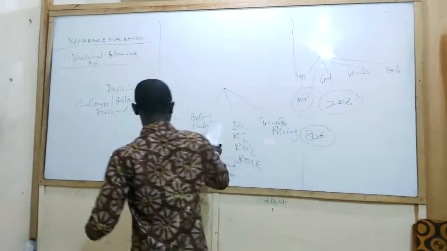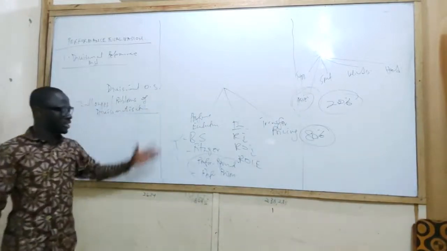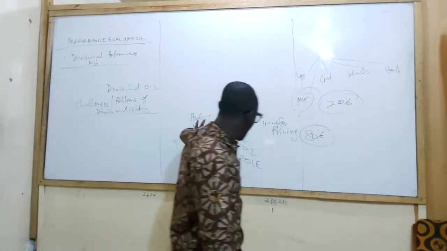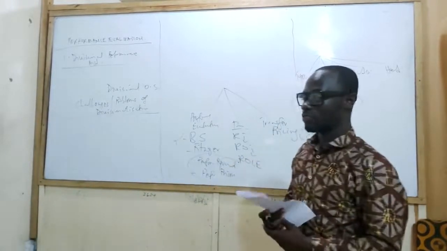I won't talk about them. So these two are the most important: the balance scorecard and Fitzgerald and Moon.